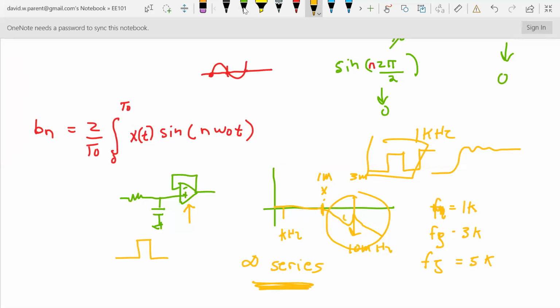So after break we'll do more expansions.